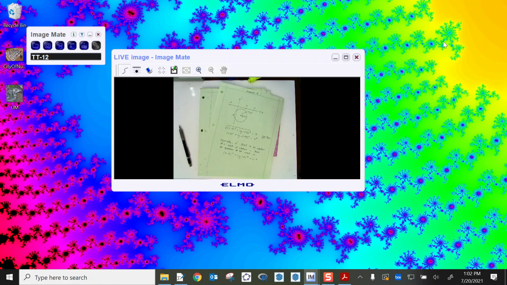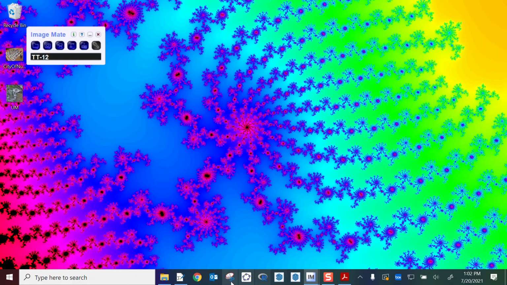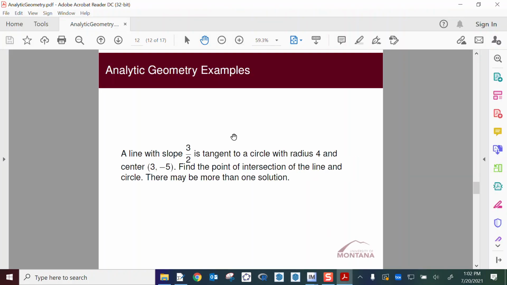Okay, let's go ahead and take a look at our last example from analytic geometry for today. A little bit more involved one. A line with slope 3/2 is tangent to a circle with radius 4 and center (3, -5). Find the point of intersection of the line and the circle. There may be more than one solution. Okay, so let's just read it again. Slope's 3/2 and it's tangent to a circle radius 4, center (3, -5). Find the point of intersection of the line and the circle.